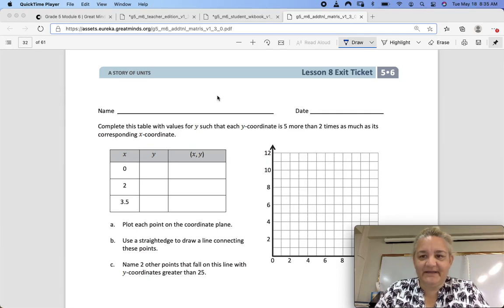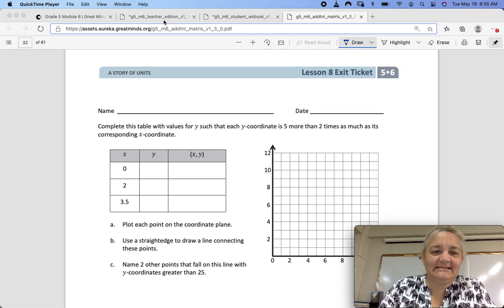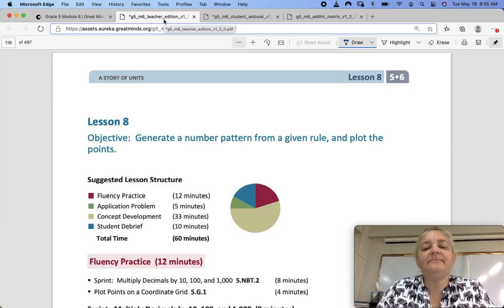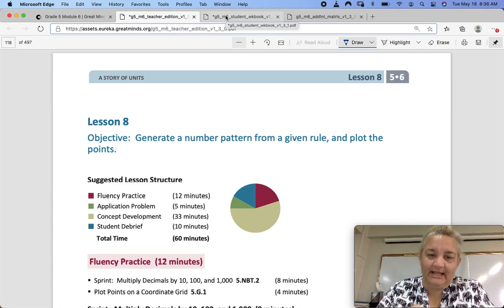This is Eureka Math. We are in Module 6. This is Lesson 8. And our objective today is to generate a number pattern for a given rule and plot the points. Now, yesterday we did this a little bit, but today we're going to explore the idea a little bit more, creating rules for lines.